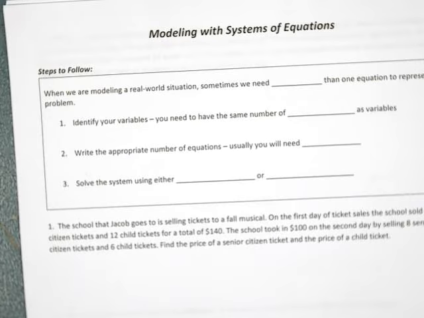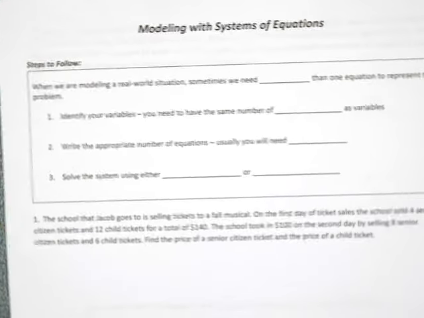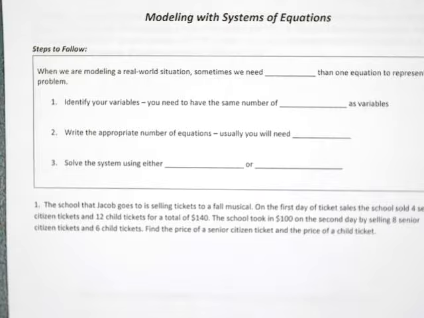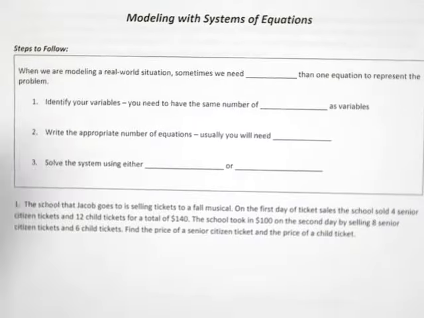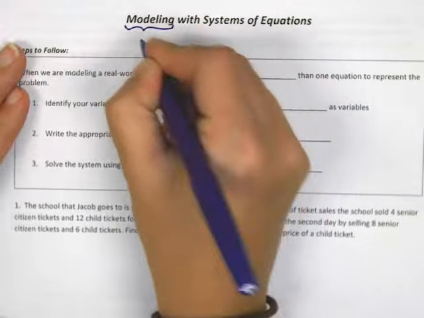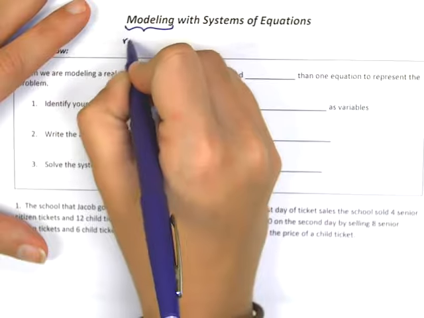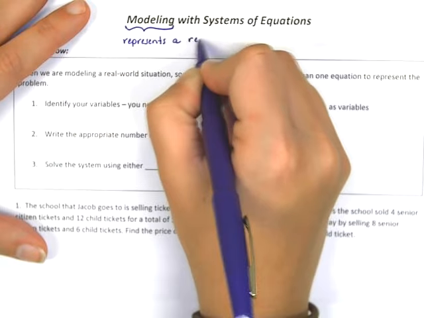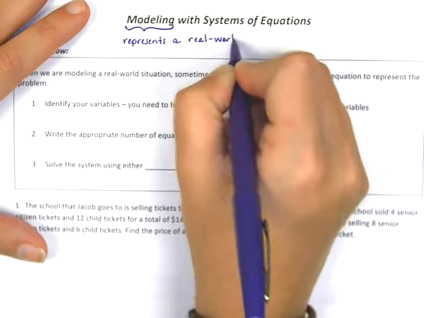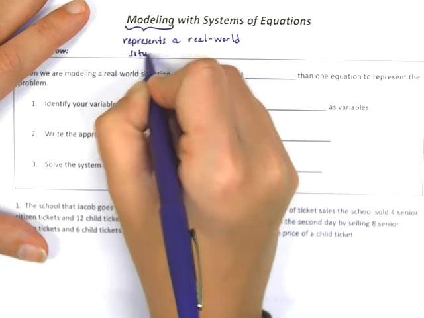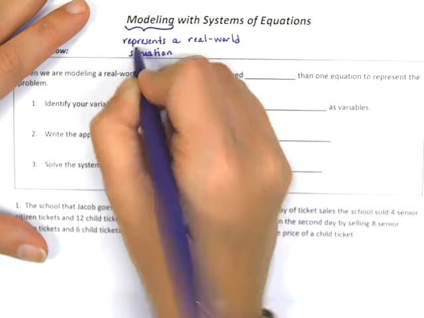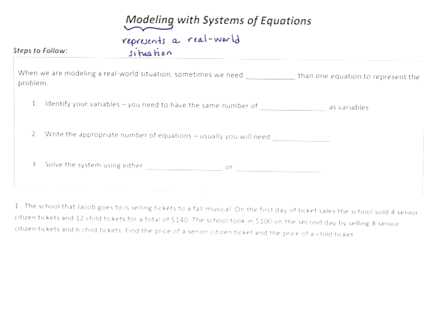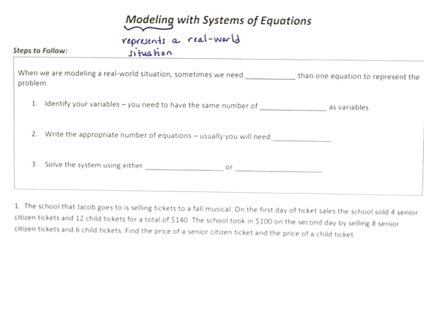Today what we're going to do is look at how we can use systems of equations in modeling problems. Anytime that we've had a modeling problem, we've said it's called a modeling problem because it represents a real world situation. So what we're going to do today is look at some word problems or real world situations and try to come up with equations to represent them that we could then solve.